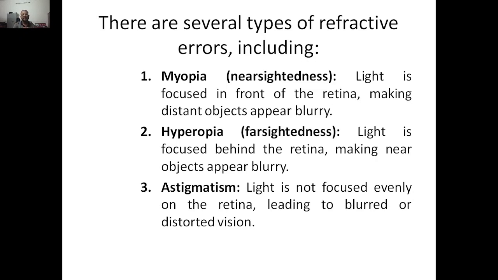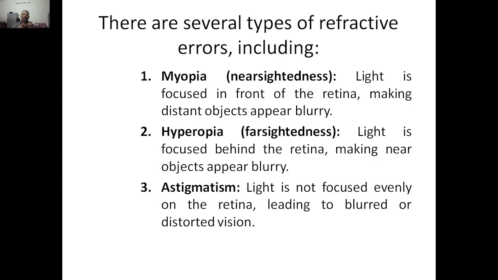Okay, so next we have astigmatism. Astigmatism is nothing but light not being focused evenly on the retina. It is not focused properly from the front or from the back, leading to a blurred image or distorted vision, understanding.